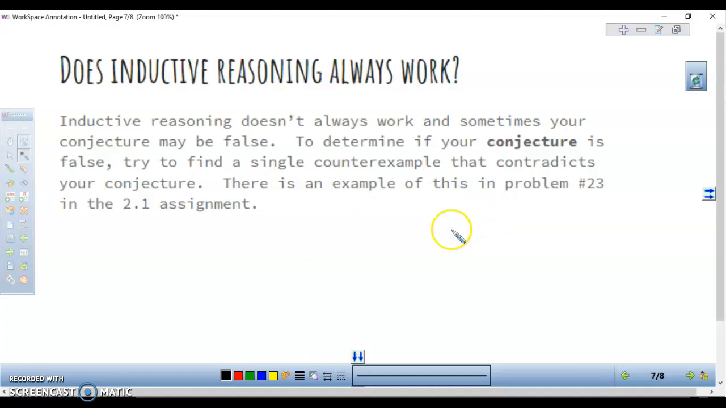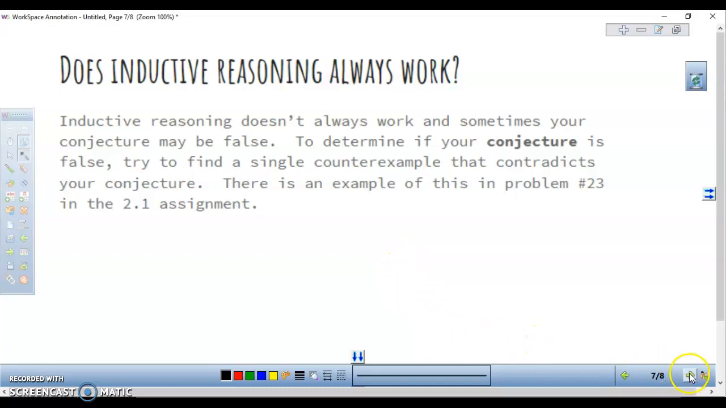And then you make a conjecture. Your conjecture is, you know what? Mr. Donaldson wears a hat every day. But then the next day you come to class, uh-oh, I'm not wearing a hat. That is a counterexample to your conjecture that I always wear a hat. So therefore your conjecture would be false. It just takes one counterexample to prove your conjecture is false.